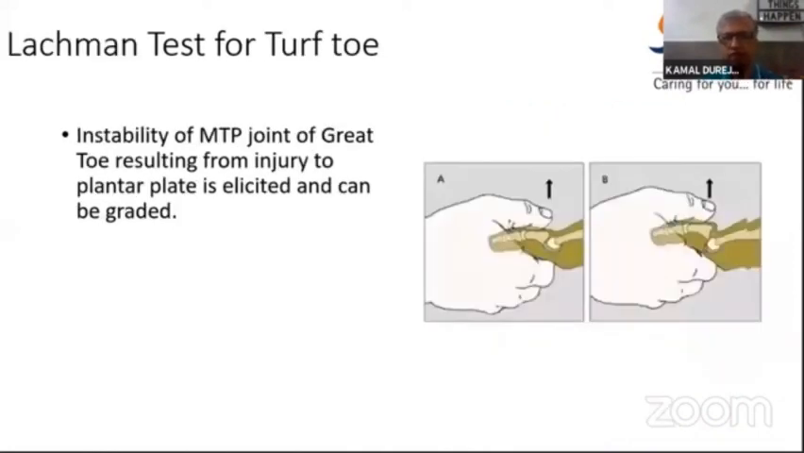The Lachman test for turf toe: you hold the toe in your hand and move it dorsally and plantarwards to see the integrity of the plantar plate of the MTP joint.